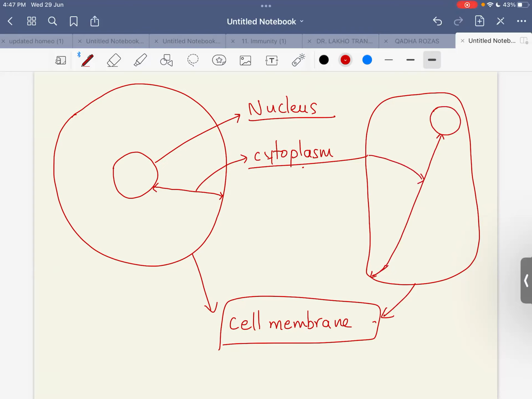Now comes an additional feature of the plant cell, which is not found in the animal cell, which is the cell wall. It has this outer boundary or the cell wall. A cell wall is a very rigid, tough structure, a dead structure. It doesn't have life. That lies outside the cell membrane. It's a rigid, tough, dead structure.